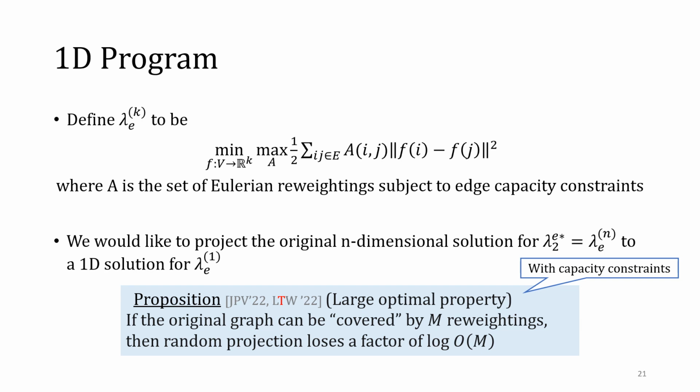To argue about the quality of the projection, we derive what we call the large optimal property. It basically says that if the original graph can be covered by m reweightings, where covered means that if you add up the edge weights of the reweightings, it will be at least the edge weight in the original graph. So suppose m reweightings is enough to cover the original graph, then random projection loses a factor of log of some constant times m.